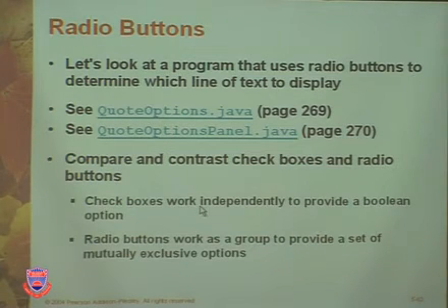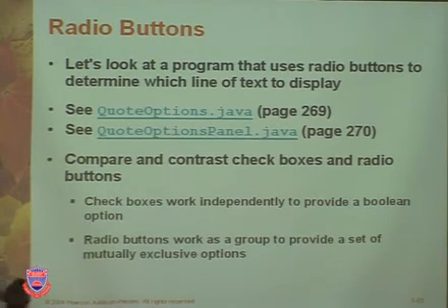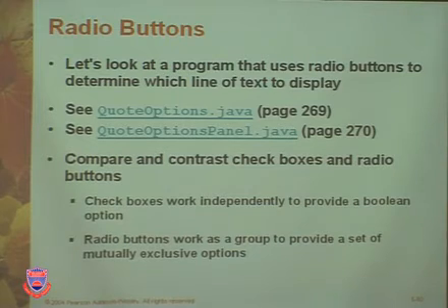So checkboxes provide a Boolean option, and radio buttons, however, work as a group to provide a set of mutually exclusive options. So if you select one of the options in the group, the other ones will all be deselected. So you have only one of them active at a time.